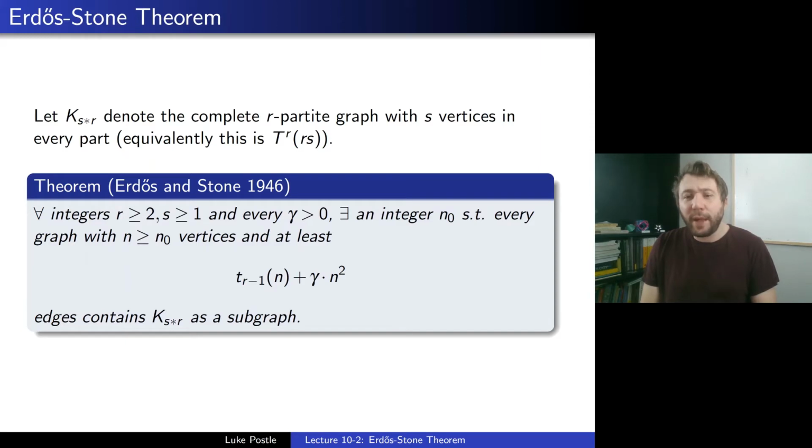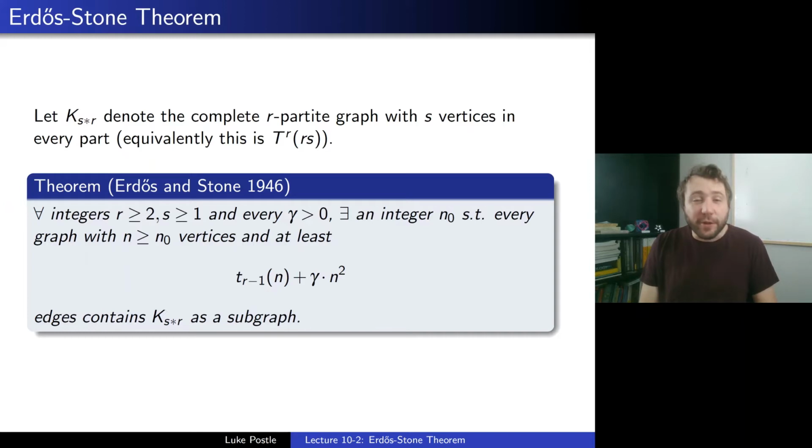So let's unpack that a second. It's saying that if you are large enough, so the number of vertices is bigger than this n_0, which is determined by the other parameters, then as long as we have slightly more than the number of edges in the Turan graph, where slightly more is this gamma n squared, so quadratically we have just a little bit more, then we can not only get, of course, a K_r subgraph, but actually any blow-up of it. So any complete r-partite graph with s vertices in every part.